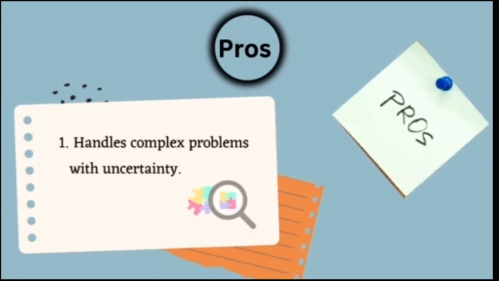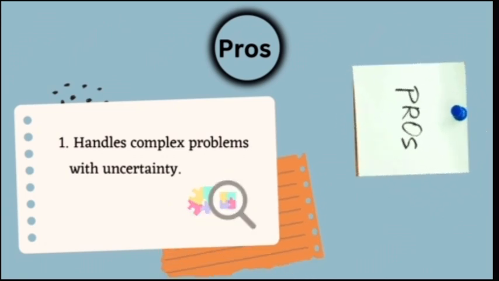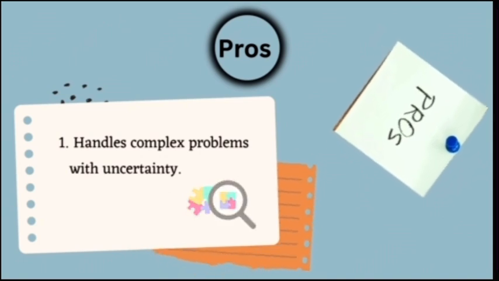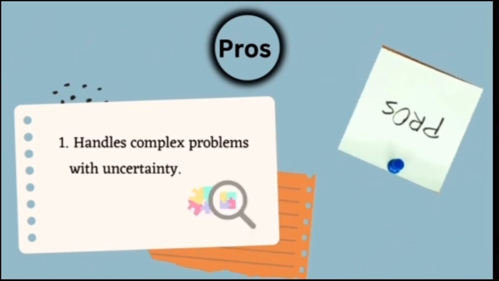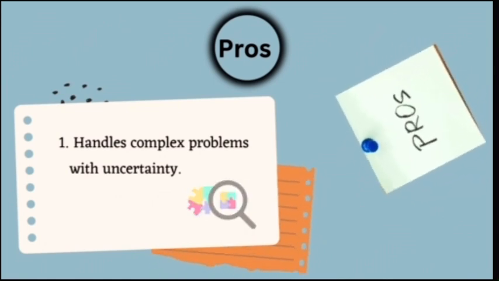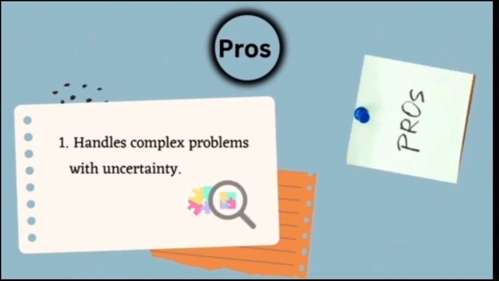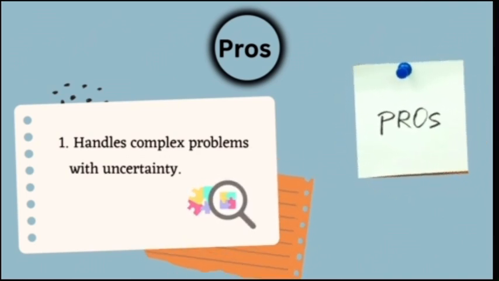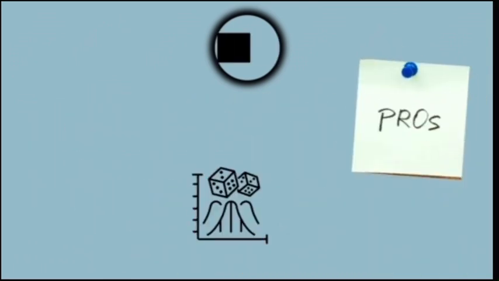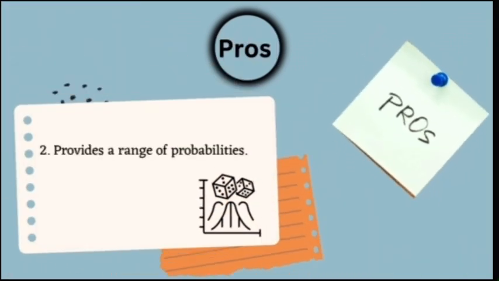It handles complex problems involving uncertainty. Many real-world problems involve uncertainty. It allows us to model different scenarios and find the best possible outcomes, making it a valuable tool for industries dealing with unpredictable conditions. It provides a range of probabilities.